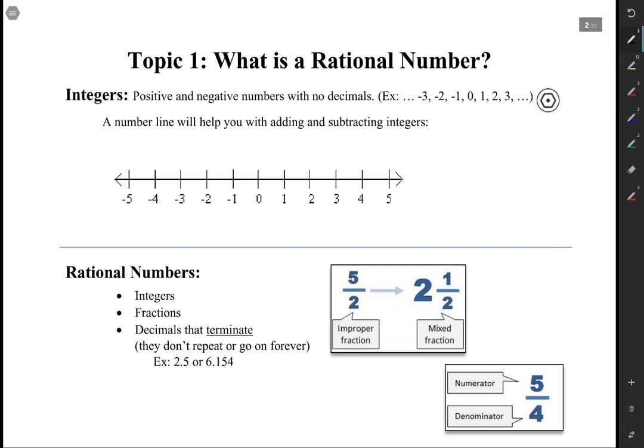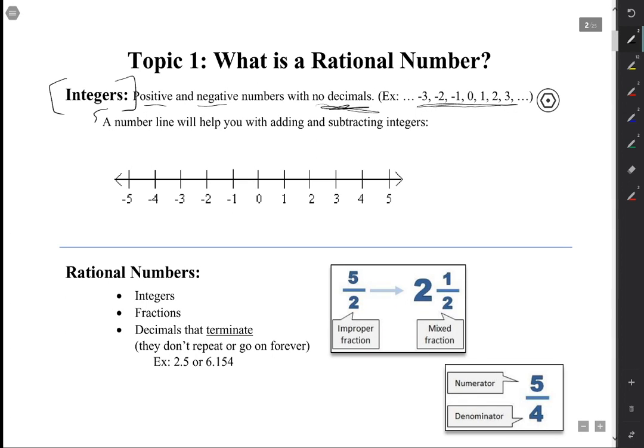So to start out with topic 1, what is a rational number? Let's just look back on what an integer is. We've talked about what integers are quite a bit in class. They are just positive and negative numbers with no decimals. So any number you could think of, it could be positive or negative as long as it doesn't have any numbers after the decimal point. For instance, 1,000 would be an integer, 1 billion would be an integer, negative 100 would be an integer.